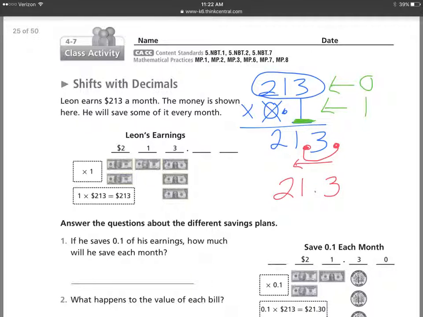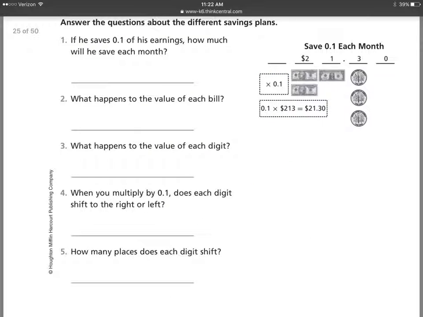This is $21, so we need to put a dollar sign and fill out our cents. We're going to need that 0 there because it's representing 30 cents. If it's not there, most people will understand that it's 30 cents, but it's awkward to have a dollar sign and only 1 digit in the tenths place. So we've answered number 1 already, and we can see the answer over here on the bottom of this page. He's saving $21.30 each month. We did that 2 different ways.